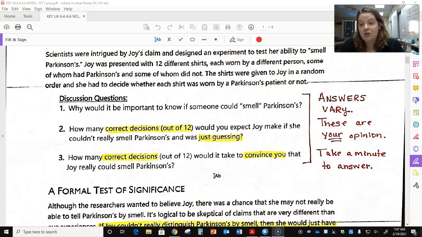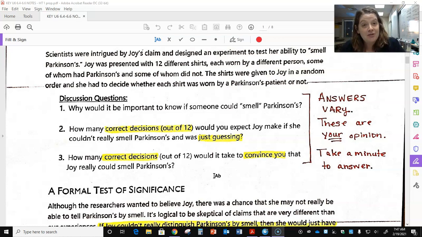So how many correct decisions would it take to convince you that she can actually smell something? You have to think about it. Well, what if she got 7? Okay, that's a little bit more. But is that enough to convince you she didn't just guess? Could you get 7 just by guessing? What about 8? Or 9 or 10? At what point does it become unlikely that she's just guessing?